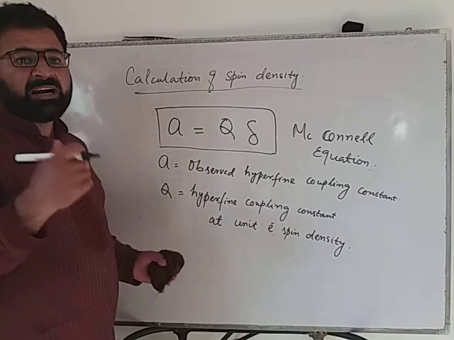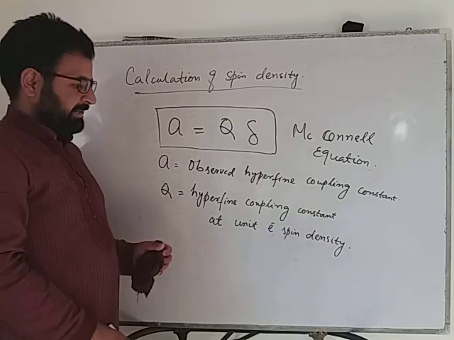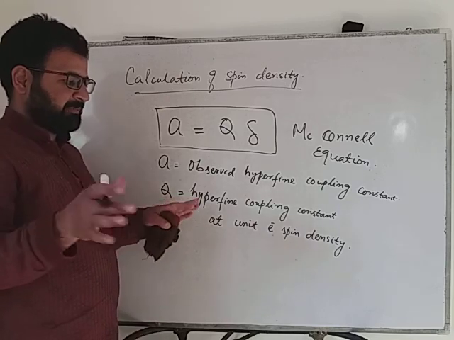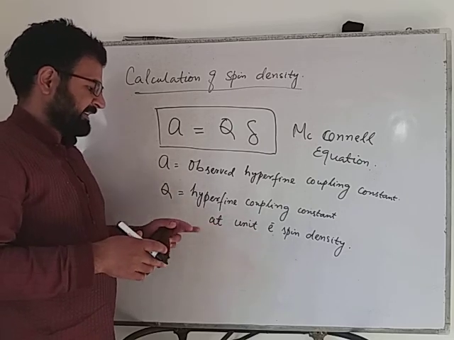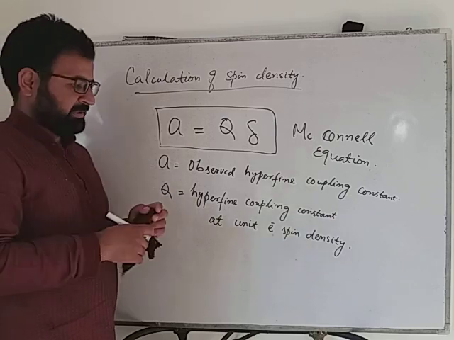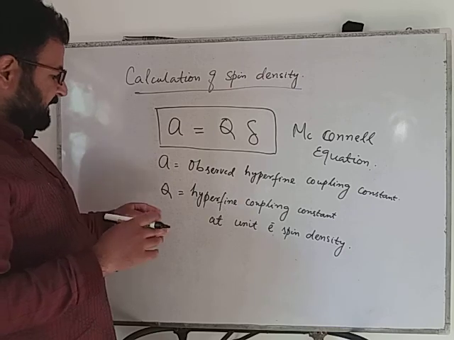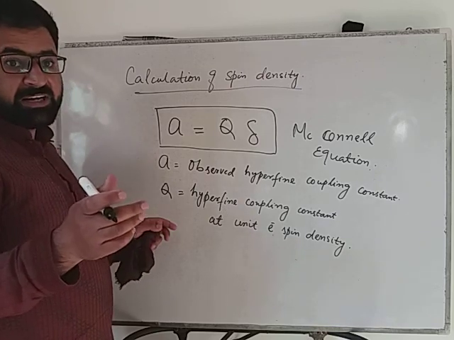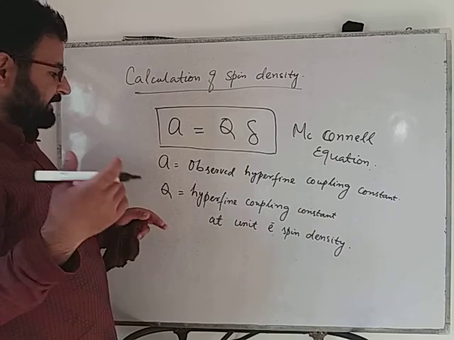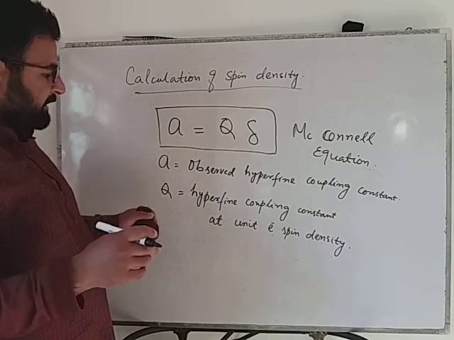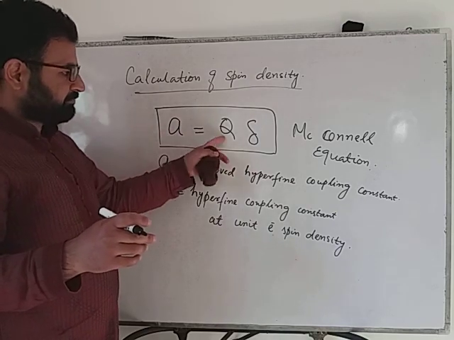That means when there is 100% of a particular spin in an orbital, that kind of spin is 100% probable there, and at that very time we can say that the electron spin density is unit, or equal to 1, or 100% probability of that very spin. If that is the ideal condition, then the total hyperfine coupling constant will be equal to Q.